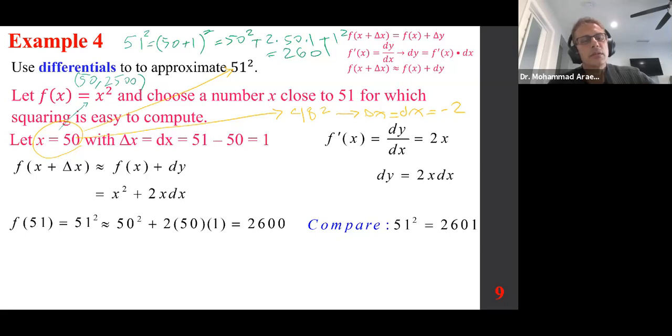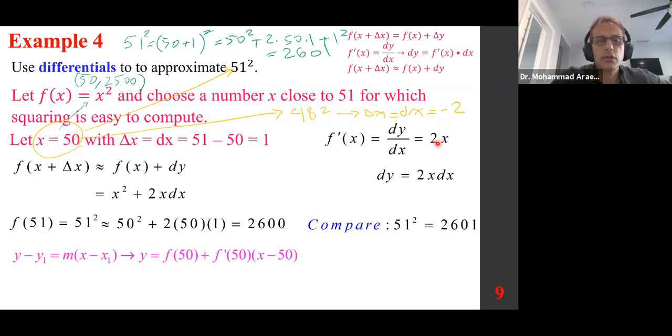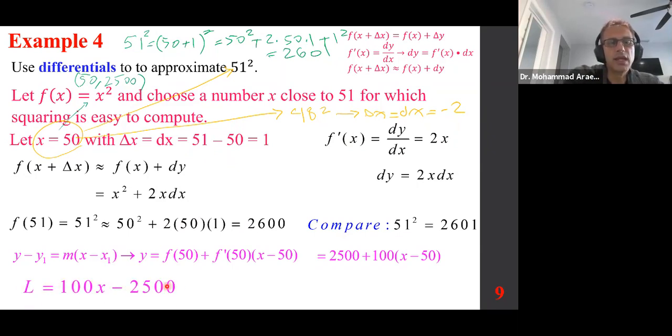But what is missing is the slope. What is the slope? If you replace this x with 50, it becomes the slope. So f prime of 50. So just plug in. This has been moved to that, so we're really using the point slope, everybody. Simplify. This is the tangent line. We call it L or L of x.